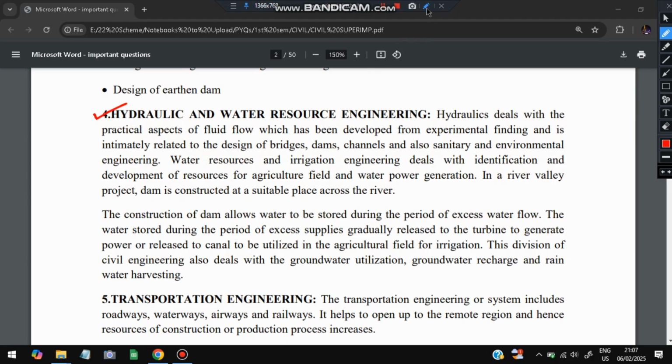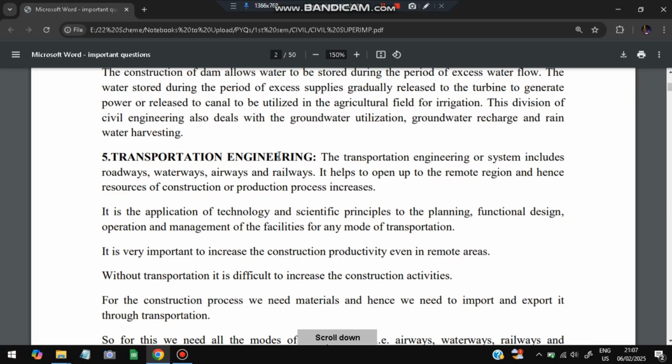Next is transportation engineering. It helps us identify roadways, waterways, airways and railways, all those things, and how we can build them so that production and consumption increase and travel cost decreases. Travel happens more, and it's important to cover the remote areas, and what technologies we can apply, all those things come under transportation engineering.